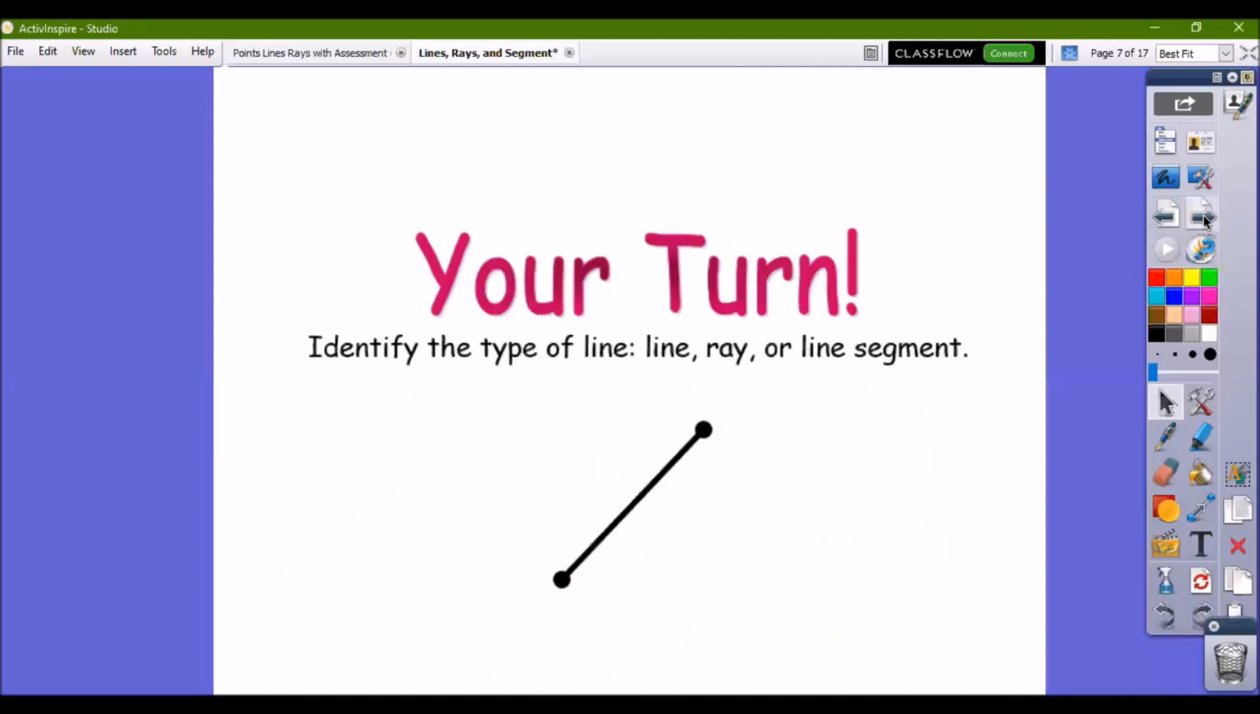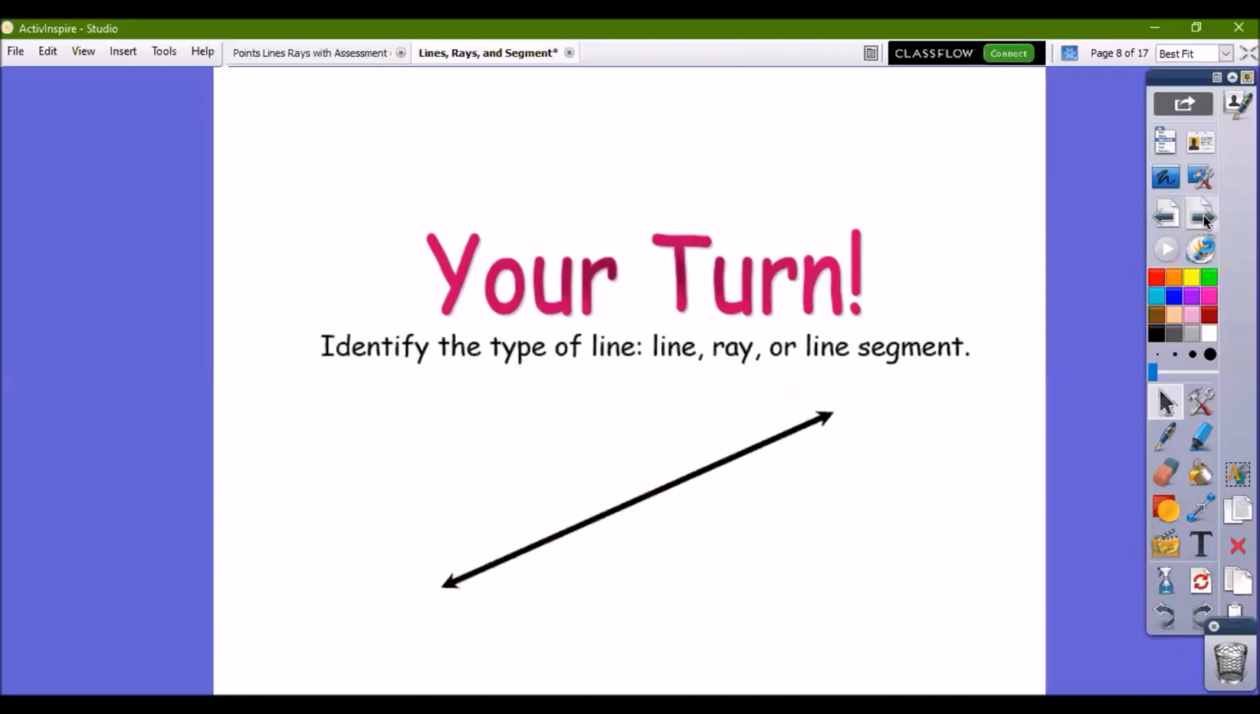So now it's your turn. Pause the video in between and see if you can figure out what figure is being shown here. You're right, this one is a line segment. How about this one?